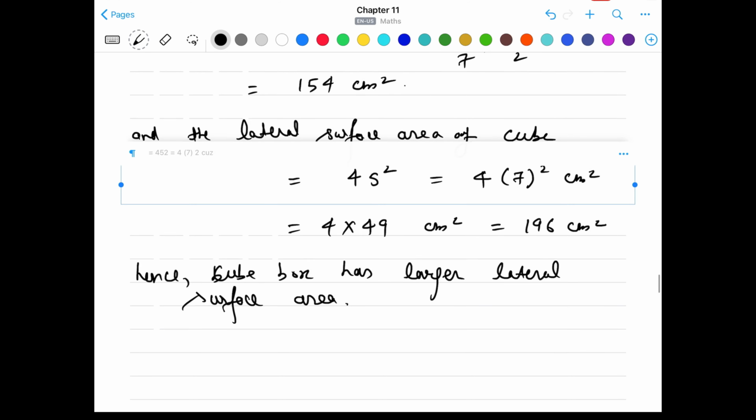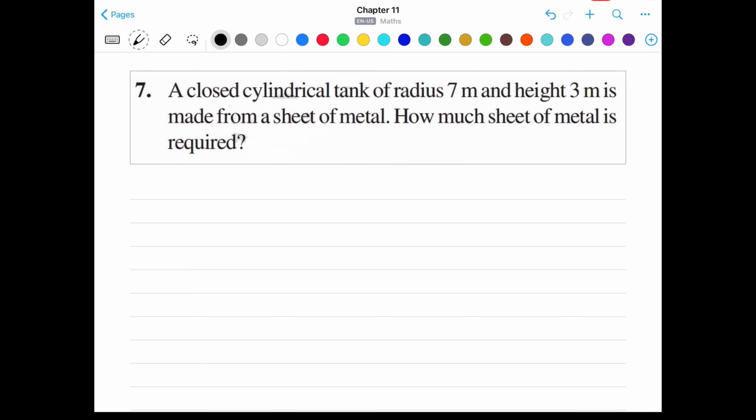Okay, now moving ahead to the next question. Question number 7 is, a closed cylindrical tank of radius 7 meter and height 3 meter is made from a sheet of metal. How much sheet of metal is required? So what we have here is a closed cylindrical tank. Whenever it says closed cylinder, that means he is talking about the total surface area. So simply what we have to do is find the total surface area of this cylindrical tank.